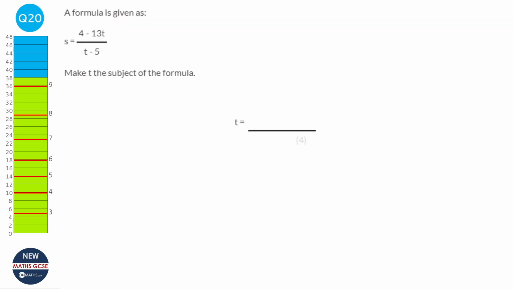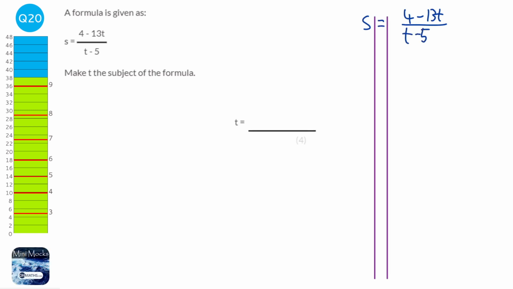We're going to write this out again just to give us a bit more space. So we've got S equals 4 minus 13t over t minus 5. We're going to get our lines in. Okay, so the first thing I need to do is get rid of this fraction. Always get rid of any fractions. I'm going to do that by multiplying both sides by t minus 5.